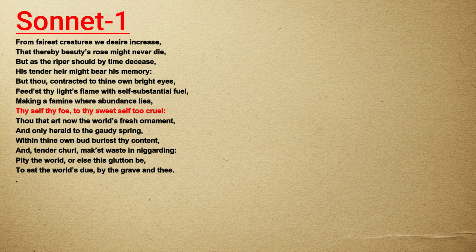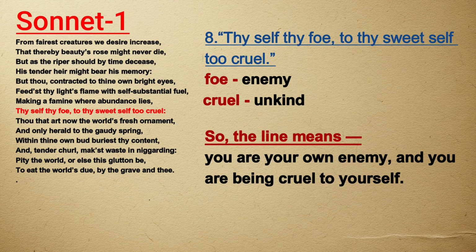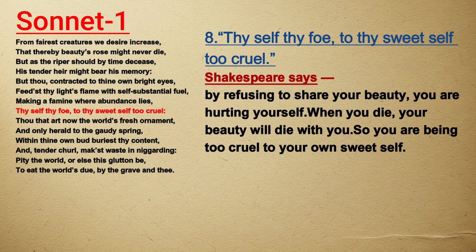Next, let's look at line 8. Thyself, thy foe, to thy sweet self too cruel. Here, foe means enemy, and cruel means unkind. So the line means you are your own enemy, and you are being cruel to yourself. Shakespeare says, by refusing to share your beauty, you are hurting yourself. When you die, your beauty will die with you. So you are being too cruel to your own sweet self.